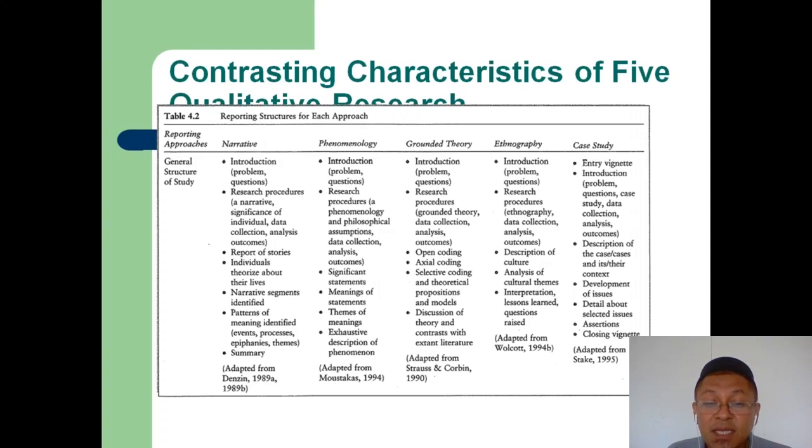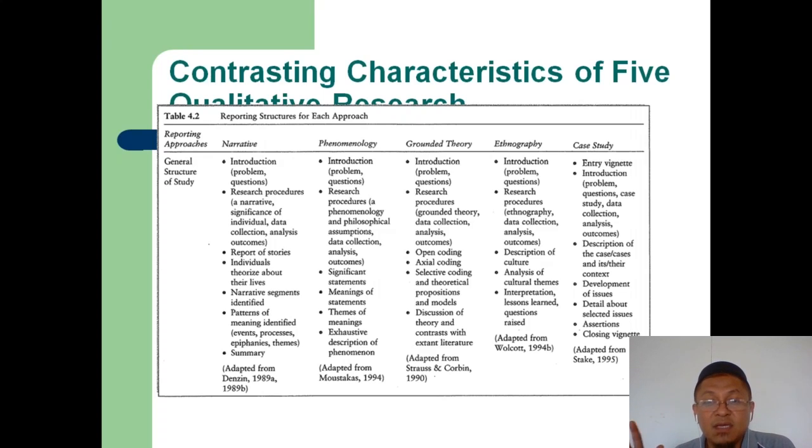This is the template adapted from Moustakas. For grounded theory, adapted from Strauss and Corbin, you have the introduction, the research procedures, and then the open coding, axial coding, selective coding, and then a discussion about the theory that you develop.